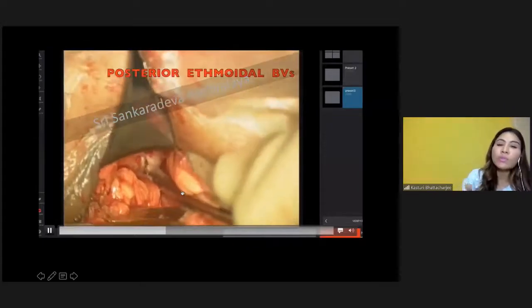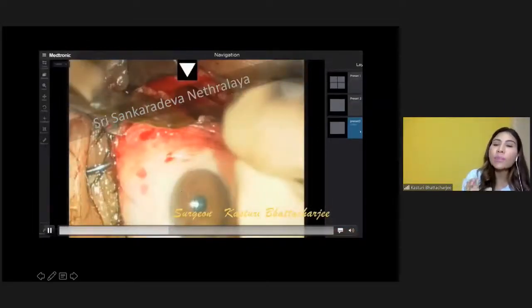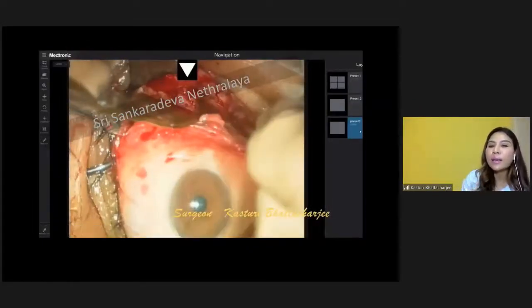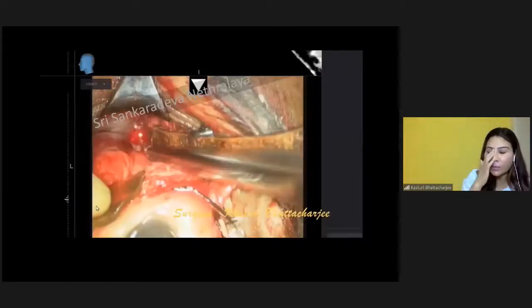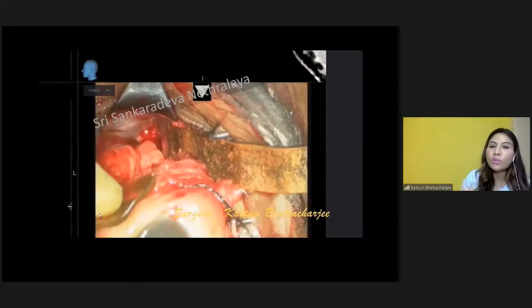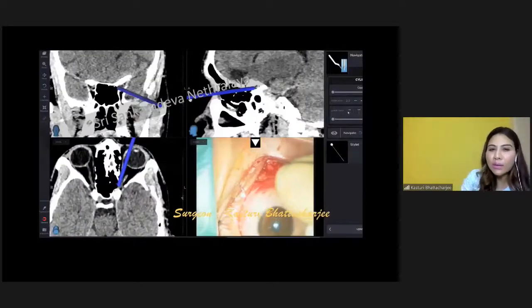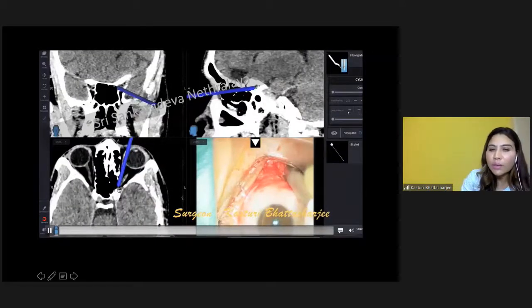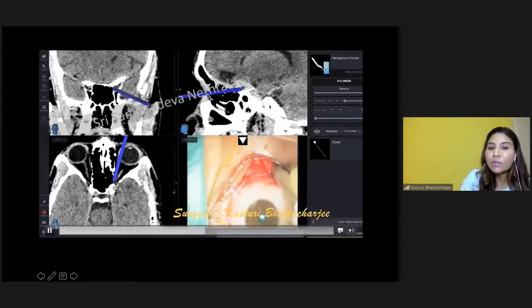So the optic nerve you will see as a white sheet, but this is a case of indirect trauma, a case of hematoma leading to a traumatic optic neuropathy. So you need to remove the hematoma. See, now my navigation is showing this, whereas my target is much below. So I need to reach much further.